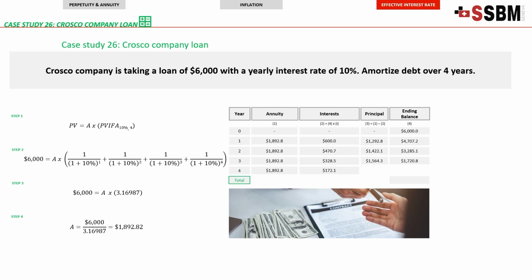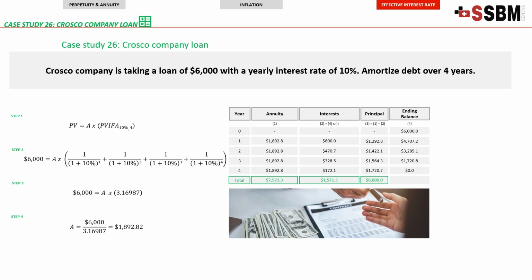Then you calculate again the amount of the interest, 10% of the ending balance. You calculate the principal value as the difference between the annuity and the interest. Again, the ending balance, you see that 1,720 is the same as the principal amount paid in year 4, which brings you to the ending balance of 0. Then you have obviously the total amount of the annuities, $7,571.3. You can calculate the total amount of interest paid over 4 years, 1,571.3. You can calculate the total principal amount, 6,000.